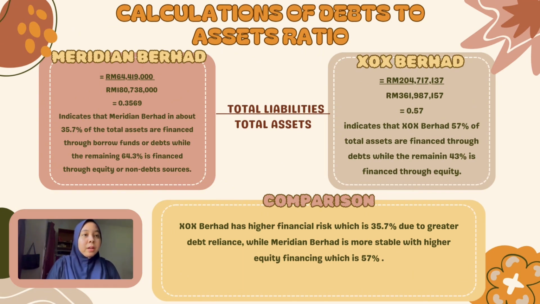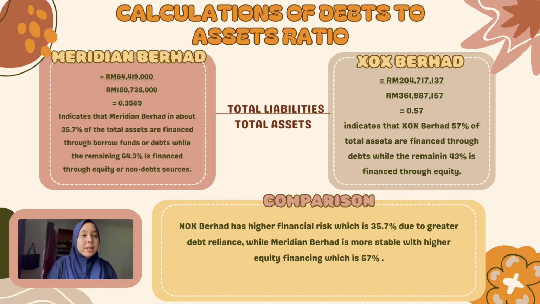For Meridian Berhad, we got 0.3569, which indicates that about 35.7% of the total assets are financed through borrowed funds or debt, while the remaining 64.3% is financed through equity or non-debt resources. For XOX Berhad, we got 57%, which indicates that 57% of total assets are financed through debts, while the remaining 43% is financed through equity.